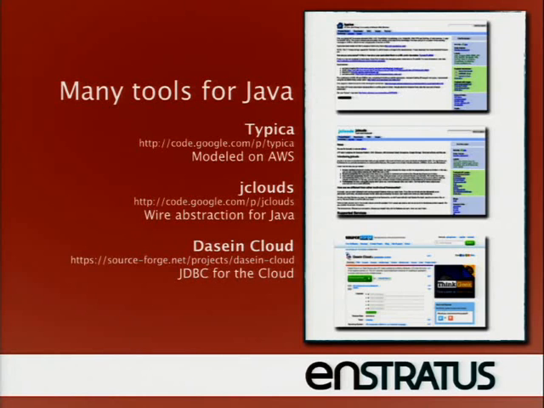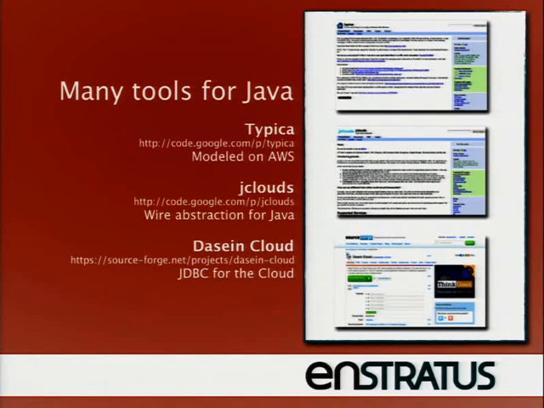So, I use there in the AWS world, there's this API called Typica. You've got JClouds that's cross-cloud. You've got Dasein Cloud. And I bring up these three because people are often wondering what the heck's the difference between all these Java libraries.